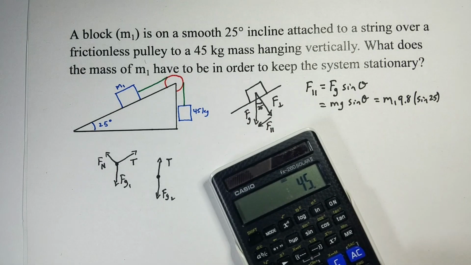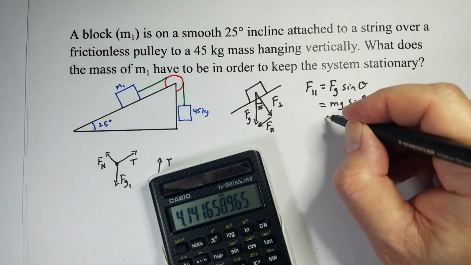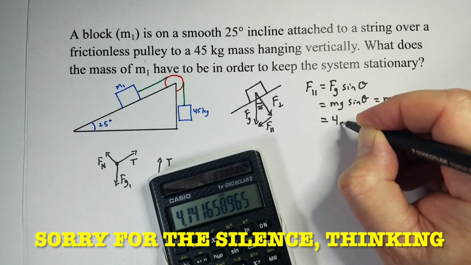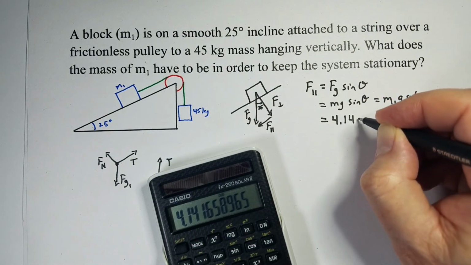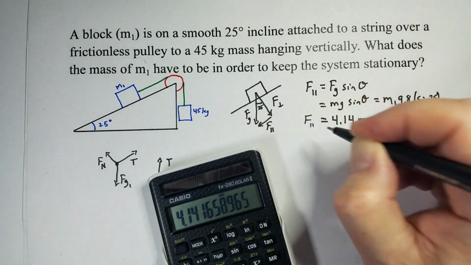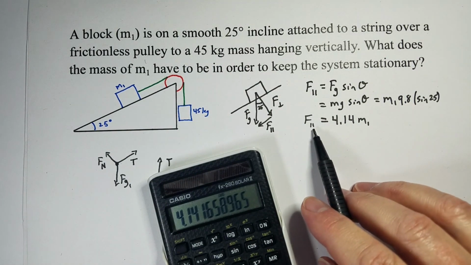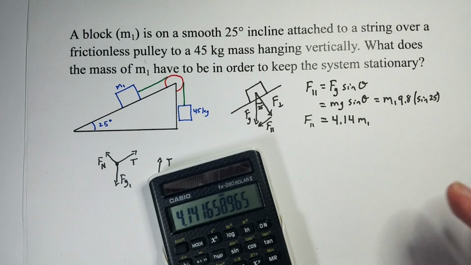So if we actually do that, sine of 25 times 9.8 gives me, and I'm going to jump back down. I know this is not good math or problem writing because I went sideways then down, but I want to try to fit it all on this one sheet. So the force parallel is 4.14 times whatever that mass is. Okay, we're going to save that.